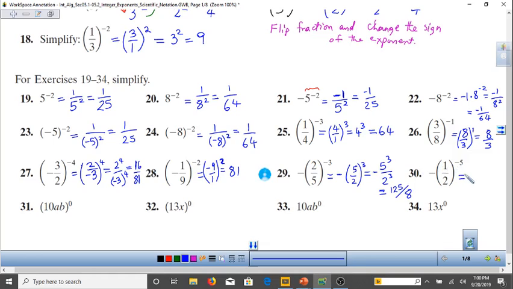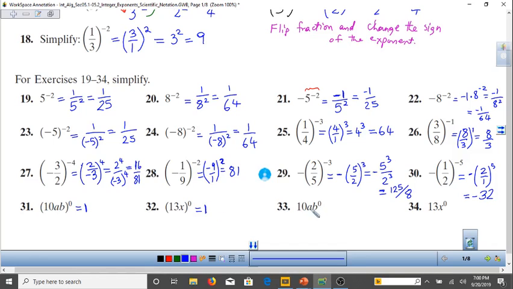Likewise, if I flip this fraction, I get negative quantity 2 over 1 to the 5. And that is simply going to be the negative of 2 to the 5, which is negative 32. Now, let's take a look at this one. We could always distribute the 0 to each term, but the parentheses means we're raising the whole thing to the power 0, and anything raised to the power 0 is 1. So for number 32, the answer is 1.